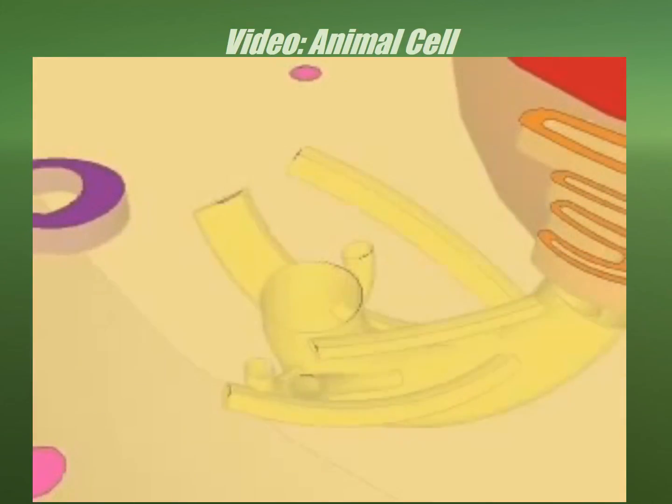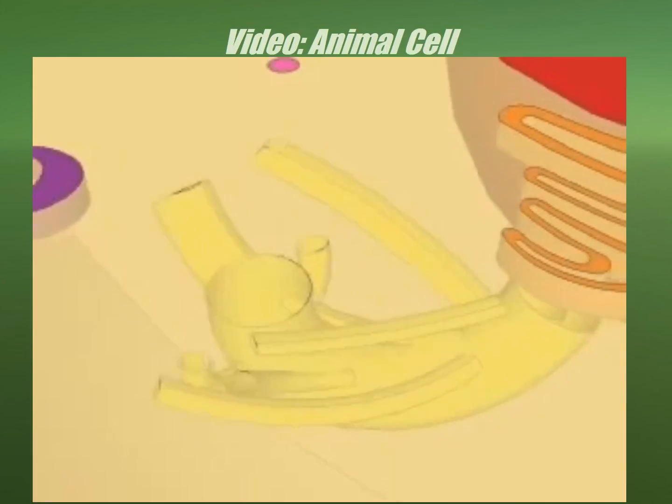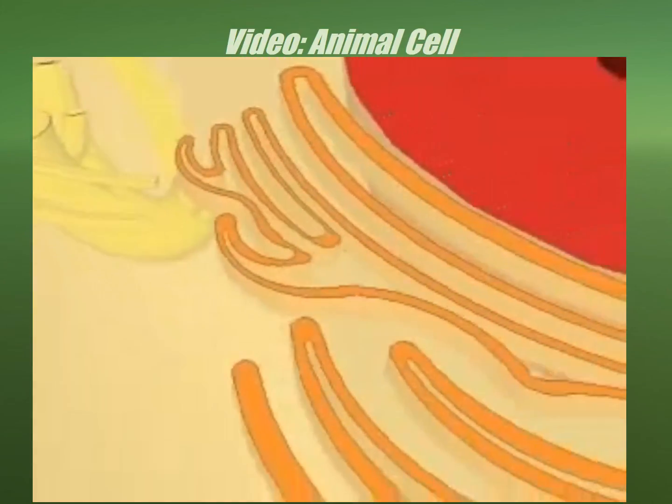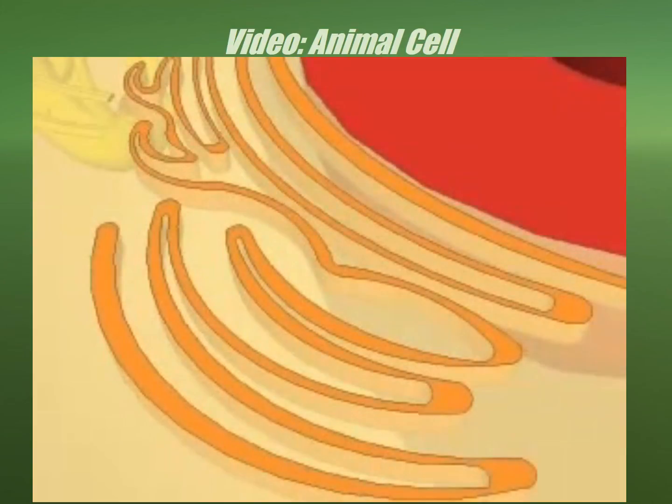This is an example of a smooth ER. The smooth ER builds lipids for the cell. The smooth ER is made smooth due to a lack of ribosomes, which the rough ER has. This is an example of a rough ER. The rough ER transports molecules from one part of the cell to another. The rough ER is made rough by the ribosomes which coat its surface.